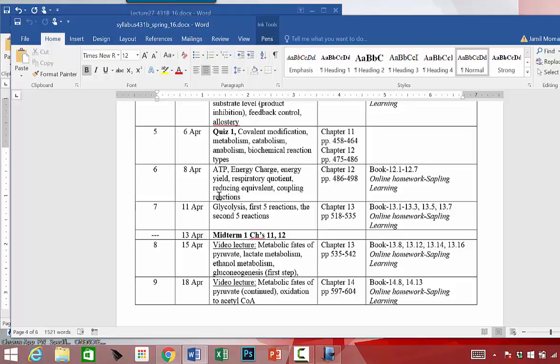And in glycolysis, it's a little bit complicated. You have an investment phase where you have to use a couple of ATP molecules, but net, you get 2 molecules of ATP for every glucose that you put into the system.